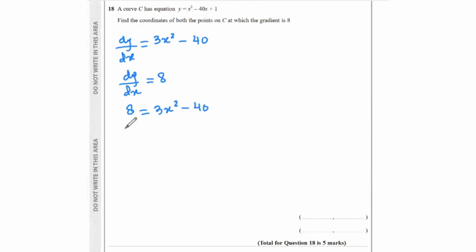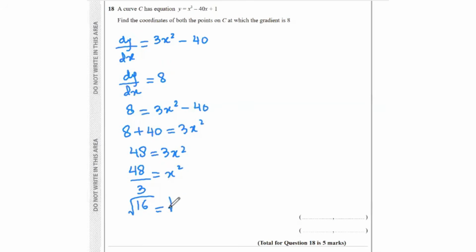So we take the 8 to the other side. So it's 3x squared minus 40 minus 8. So we take the 40 to the other side and collect the like terms. So that's 48 equals 3x squared. Then we do 48 divided by 3, which is equal to 16. Take the square root on both sides, and we get plus minus 4 for x. So we have negative 4 and positive 4 for x.